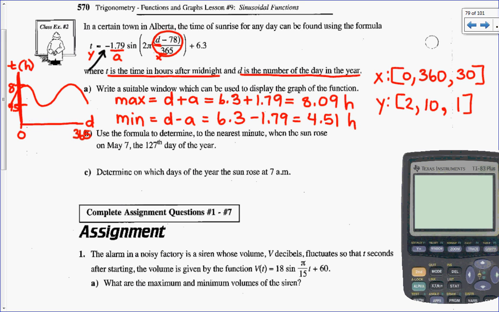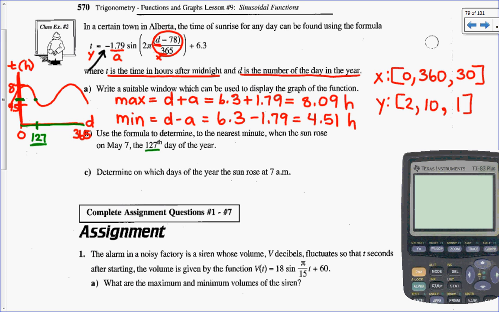Okay, so the next question, B, says use this formula now to determine to the nearest minute when the sun rose on May 7th, which was the 127th day of the year. Well, if these are the days, the 127th day of the year would be somewhere here, right? So we want to find the time that the sun rose. So we want a time on the vertical axis. We want to know what's our y when our x is 127.